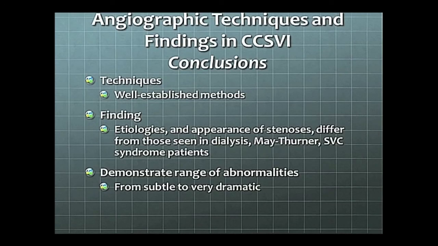So in conclusion, the techniques that you need for this procedure are well established. If you're doing percutaneous interventions, you probably are familiar with them. In terms of the findings, the etiologies are different, and the stenosis can appear quite different than other things you may have seen, like patients with dialysis grafts and fistulas, May-Thurner's syndrome. These are largely due to valves and septums and webs, and can be somewhat difficult to see. Hopefully I've demonstrated the range of abnormalities, and they can go from rather subtle, I think some of the stenoses in the azygos arch are frankly quite difficult to see, to some very dramatic, those grade 4s where most of the flow is retrograde into collaterals. Thanks.